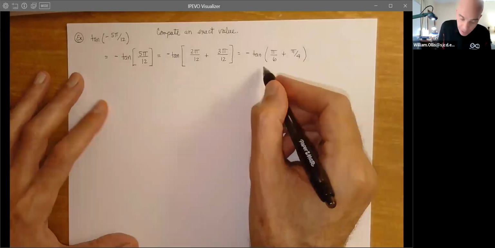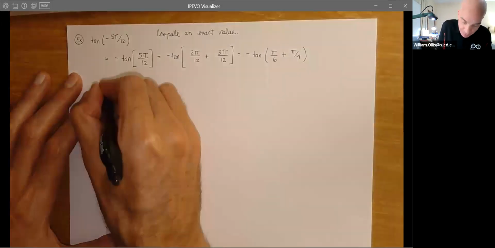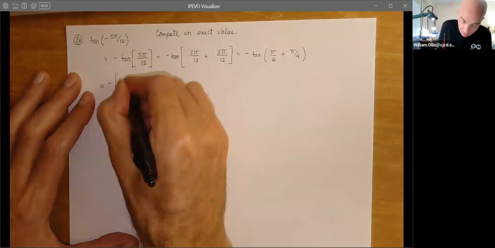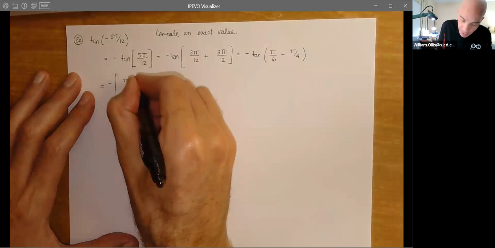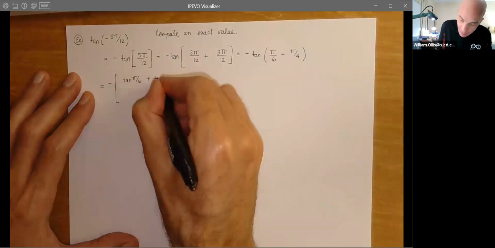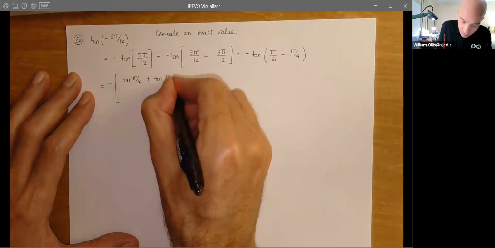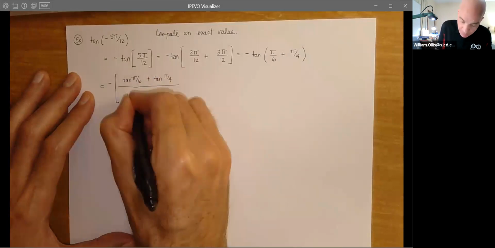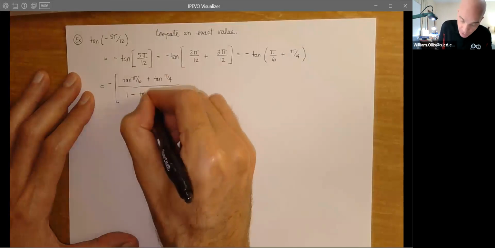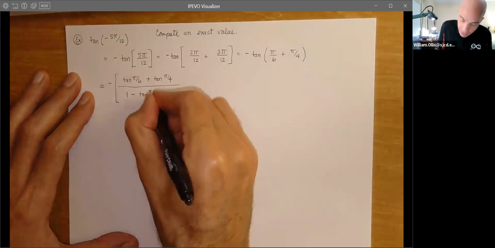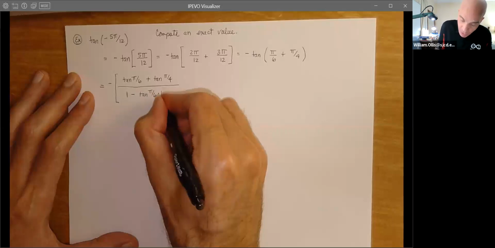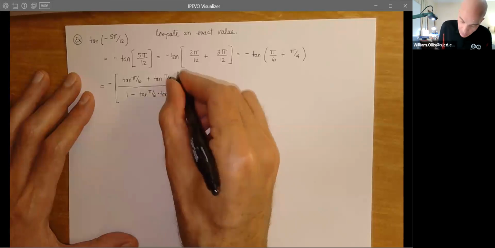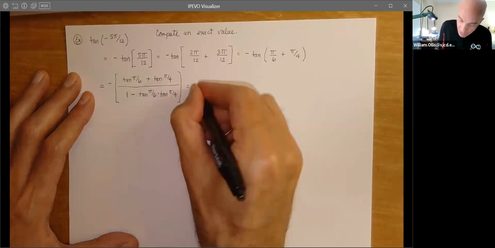So let's go ahead and fill it in. So we have the negative. So we've got tangent of pi over 6. This is the sum formula, plus tangent of pi over 4. And then we have 1 minus the product, tangent of pi over 6 times the tangent, you can put a little dot there, just juxtapose, pi over 4. So we have the negative, that's what we factored.